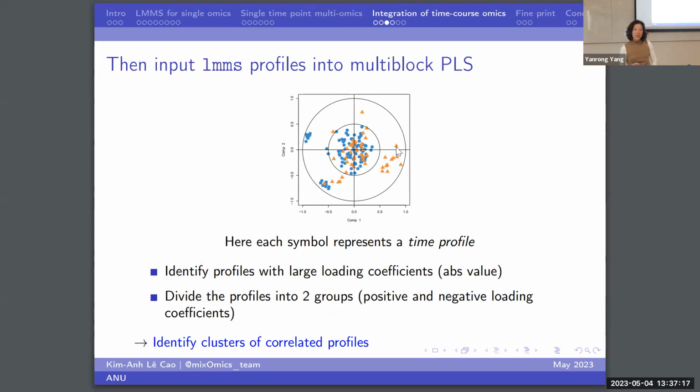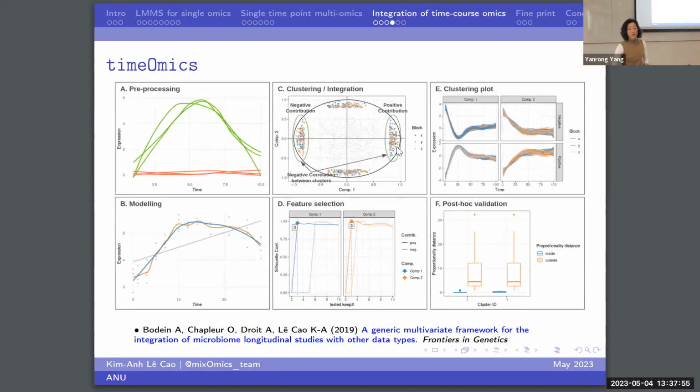And so from there, we can start to understand which time profiles explain the variation in the data, and which gene expression profiles are maximally correlated with metabolites and so on. You have to imagine that we are now in a much more complicated problem where we have the time component as well. From there, you can start to extract those profiles and have a look at their correlation. So this is the last framework that we developed.